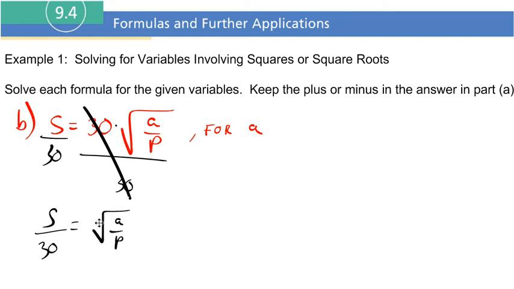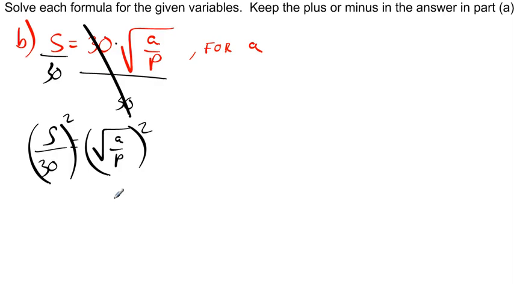Now I need to get rid of the square root, so the opposite of taking the square root is squaring. So I'm going to square both sides, and I use parentheses to show that I'm squaring the whole thing. Well, the square and the square root cancel out, and I get A over P equals, I square the S, and I square the 30. So that's S squared over 30 squared, or just 900.